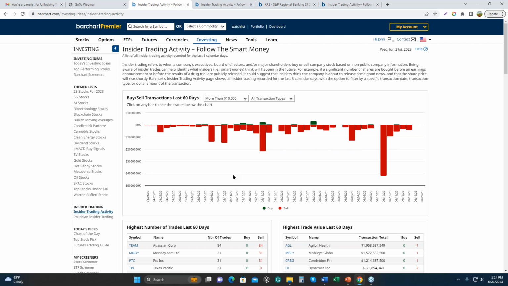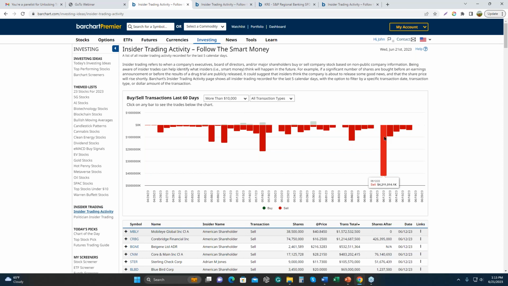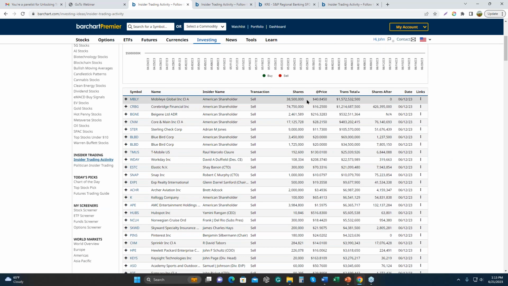Now, we can manipulate this little graph. We can look at sizes of transactions. Again, we might look for just very large transactions, or we could look at types of transactions, in this case, buys or sells. The other thing we can do is click on any one of these bars, and then that will take us to the trades that occurred on that particular day, the insider trading activity.